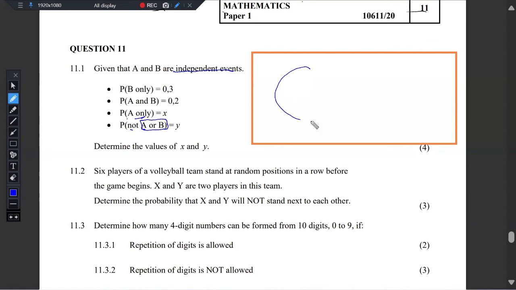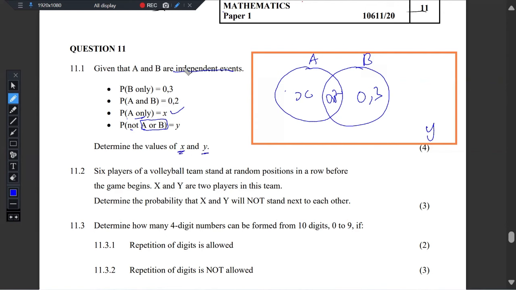So we are given events A and B. Let's indicate our Venn diagram. So this is A, this is B. They said the intersection A and B is 0.2. And then they said P of B only is 0.3. So it's 0.3 this side. And then here we are supposed to have x, P of A only. Now, not A or B means it is not here, it is not here. So if it's not in either of the events, then it has to be outside of the events. So our y is there, right? Now, this says determine the values of x and y.